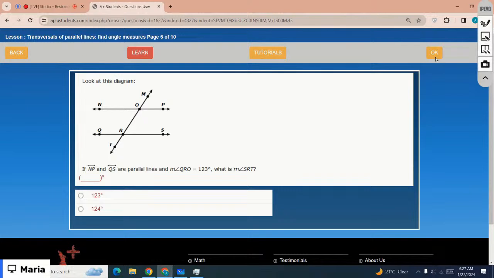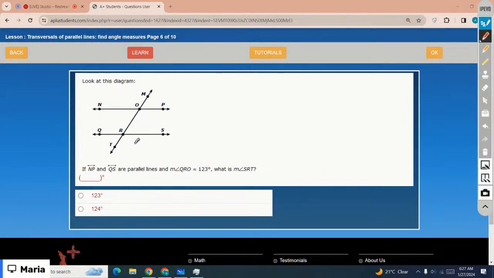Look at this diagram. If NP and QS are parallel and QRO equals 123, what is SRT? Which is the correct option? The correct option is, very good, that is 123.